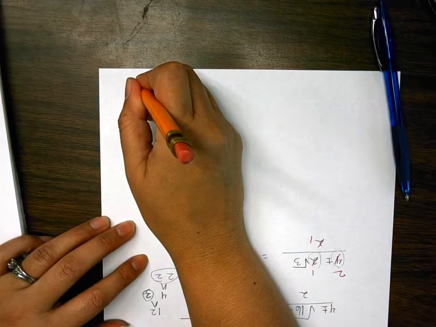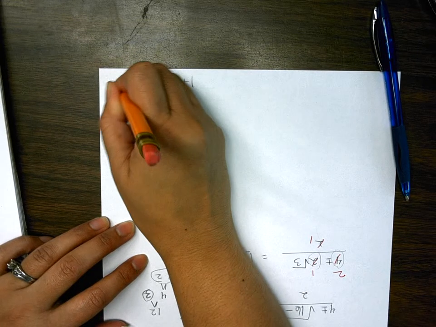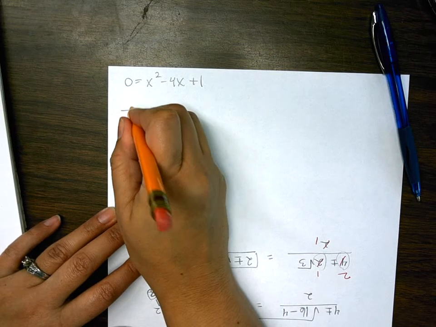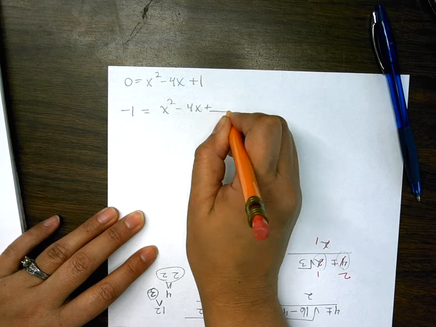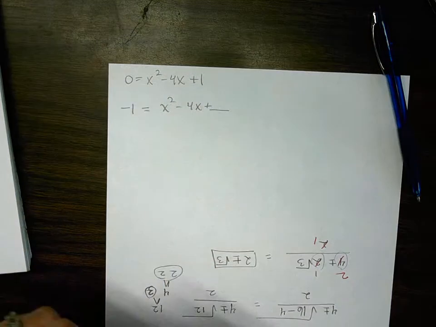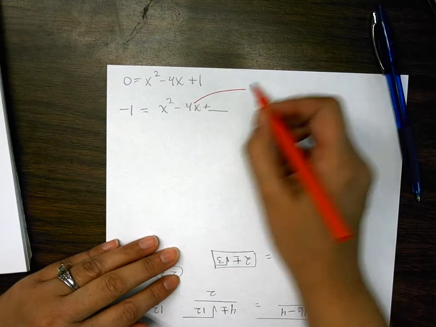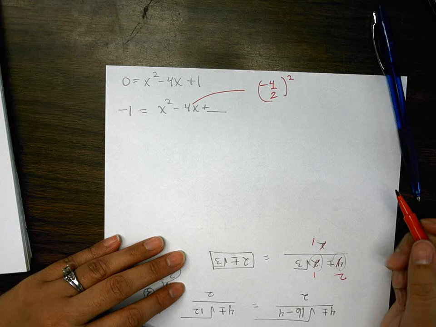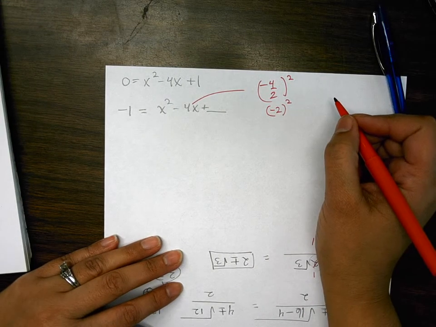All right. X squared, what was it again? X squared minus 4x plus 1. All right, complete the square. You move your 1 over to the other side. Minus 1 equals x squared minus 4x plus blank. Do you guys remember how to fill in the blank? You take this number, you cut it in half and square it. So you take the negative 4, cut it in half and square it. What's negative 4 cut in half? What's negative 2 squared?